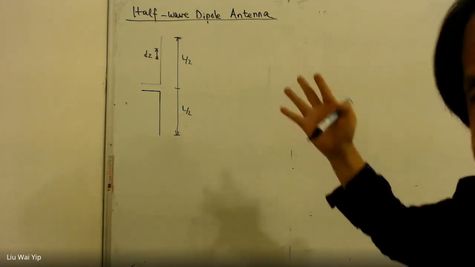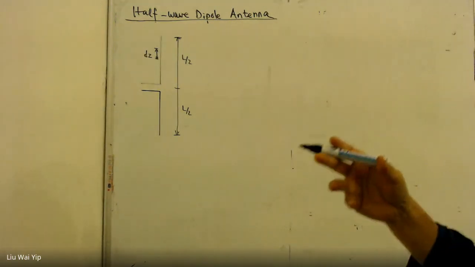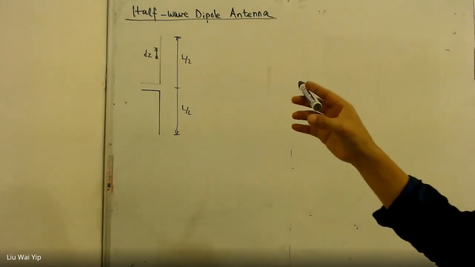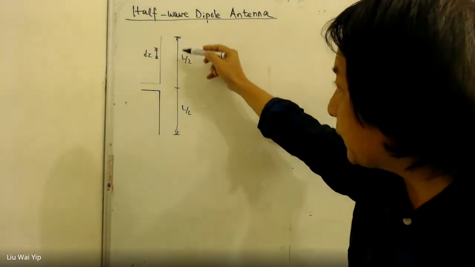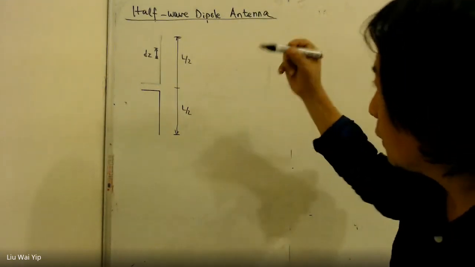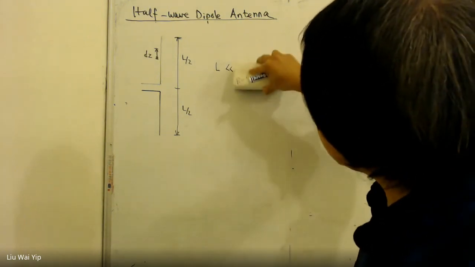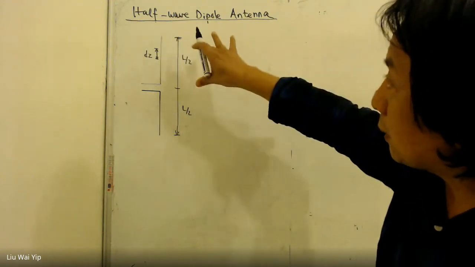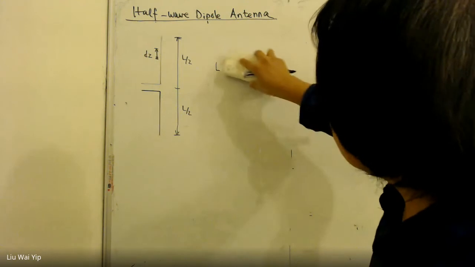Hello everyone, this video is about the half-wave dipole antenna. The half-wave dipole antenna is similar to the Hertzian dipole, with more than one exception. One of the exceptions is that the length of the dipole is much longer. In the case of the Hertzian dipole, the length is less than lambda divided by 50. But in the half-wave dipole, the length is comparable to lambda or half lambda.